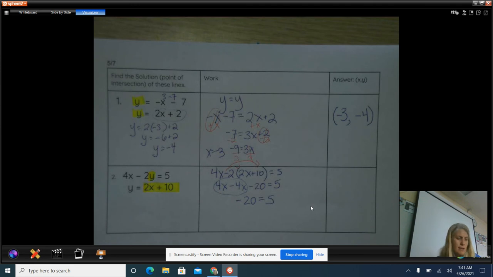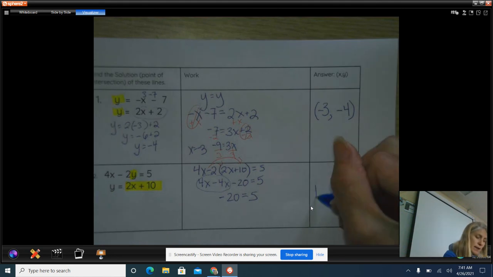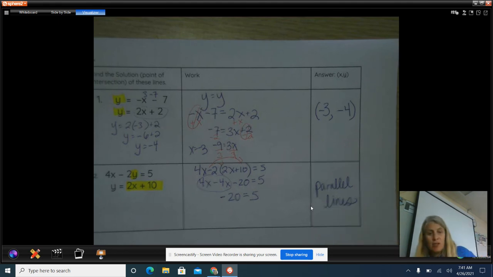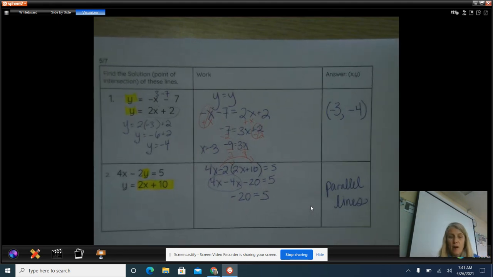What this means is that for these lines, there's no solution. When we have no solution for a set of lines, it means that they are never going to cross, which means that we have a pair of parallel lines. That means they have the same slope but different y-intercepts. If we had a true answer, if we had negative 20 is equal to negative 20, then we would know they are the exact same line.